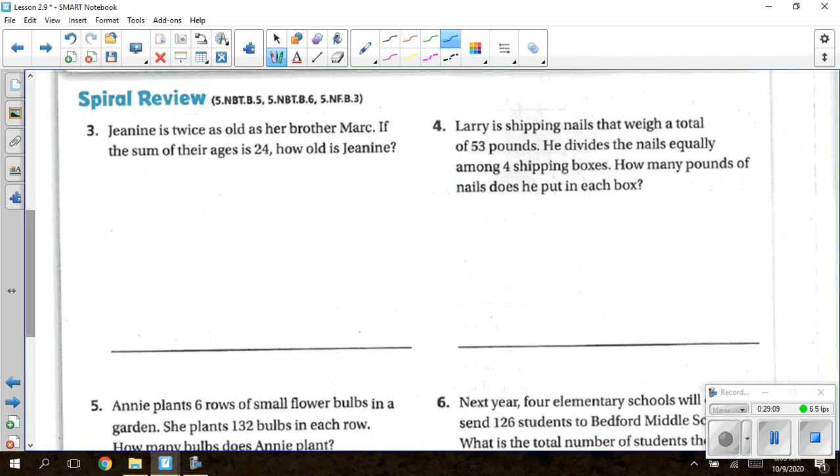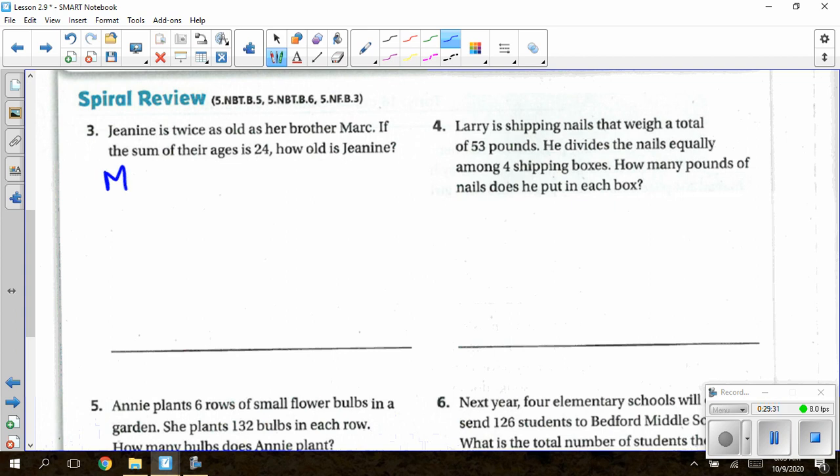Moving on to the spiral review. Number 3, Janine is twice as old as her brother Mark. If the sum of their ages is 24, how old is Janine? So the easiest way to solve this question is actually by doing the exact same thing as we did for this lesson. So we know that Janine is older than her brother Mark.